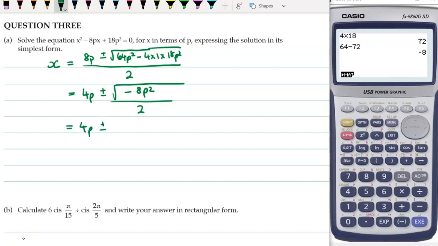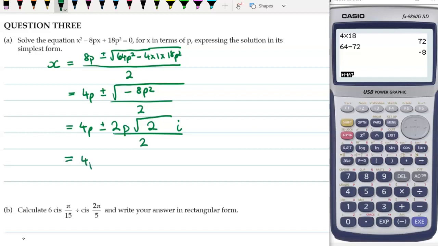Now if we sort out what's inside of that square root, to square root the p squared, we can just bring out the p. To square root the 8, we can take out a 4. This would be 4 times, or sorry, minus 4 times 2. Now the 4 we can bring out and make it a 2. The minus comes out and becomes an i. So then we're just left with this being root 2i all over 2.